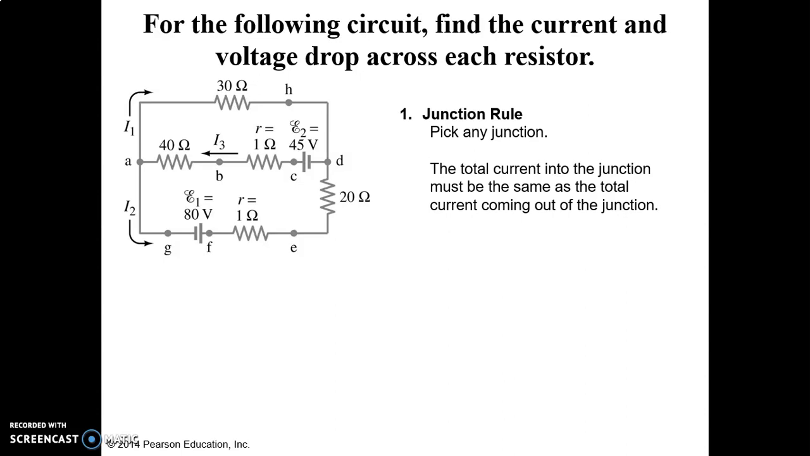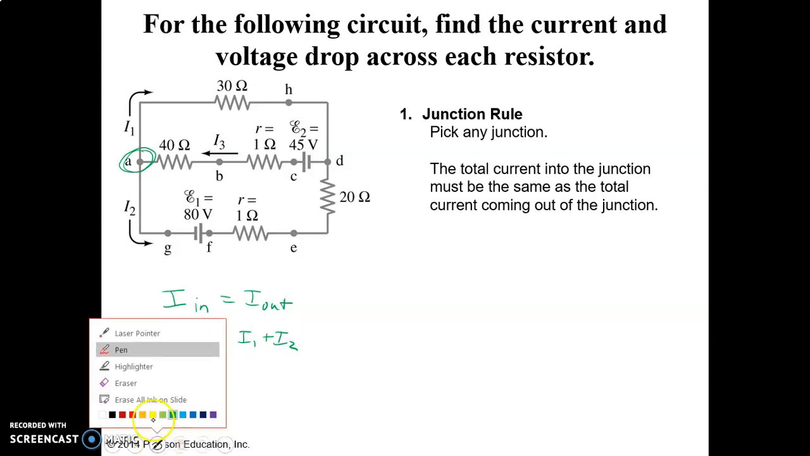All right. The junction rule says that when you pick a junction, we'll say junction A here, any currents going in have to equal the currents going out. So pick that junction. What currents are coming into that point? The only current coming in is I3, and that has to equal the total currents coming out. From that junction, you have both I1 and I2 coming out.